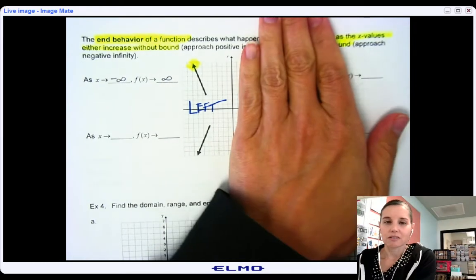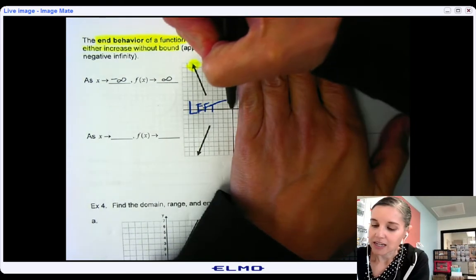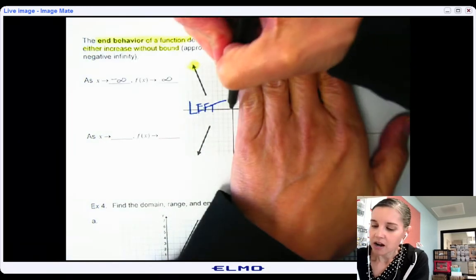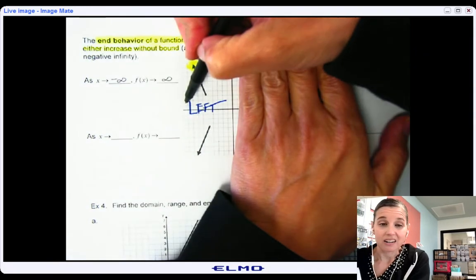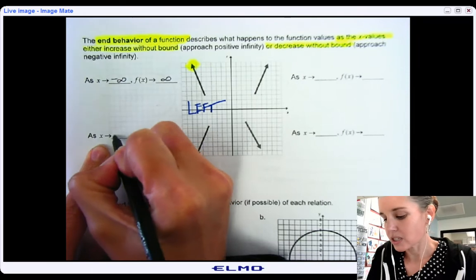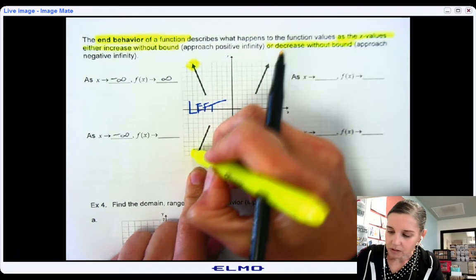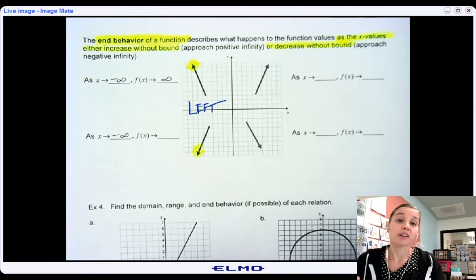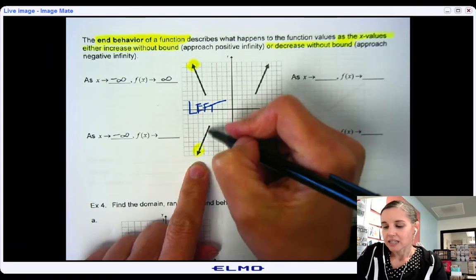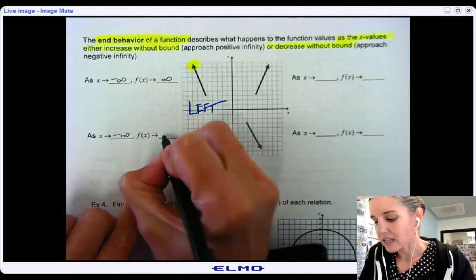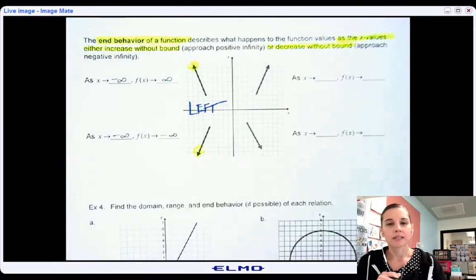Okay, let's do the other left end behavior. Again, I look at my x's because they come first. Our x's are going more and more negative. So I would say as my x approaches negative infinity, and now I look at this part. Where is this function headed? You're going to see that it's headed down. It's going more and more negative, so it's headed towards negative infinity.